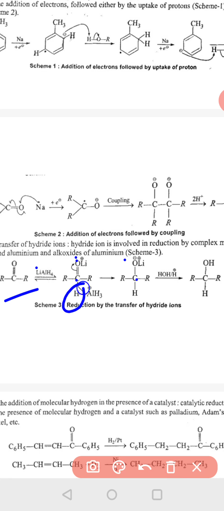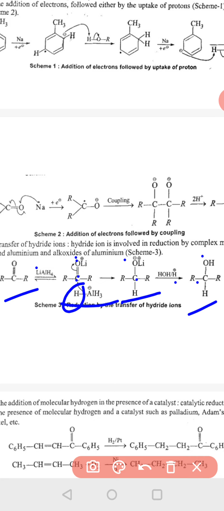A hydride from this AlH4 minus gets attached to this carbon positive and we get this intermediate. In the next step, hydrolysis occurs and H plus from water gets attached to O minus and we get a secondary alcohol. This is reduction of ketone through lithium aluminum hydride and the product is a secondary alcohol. This is reduction by transfer of hydride ion.